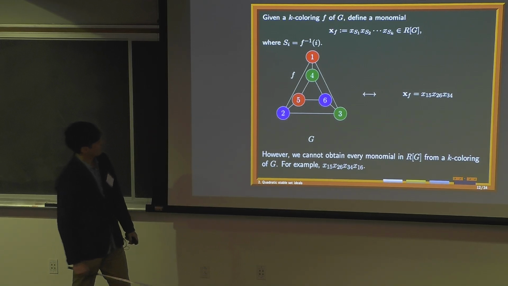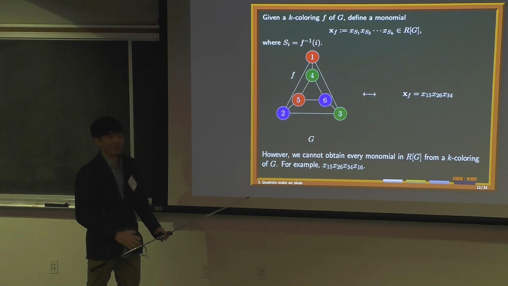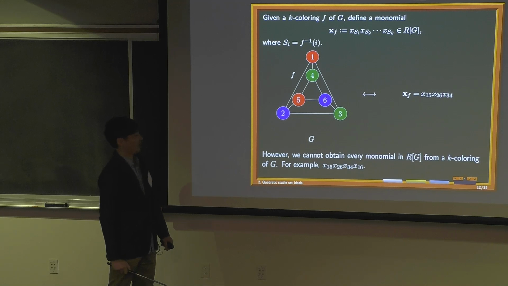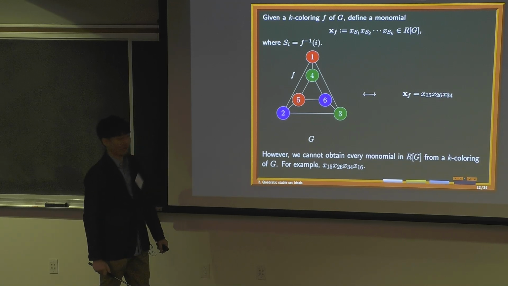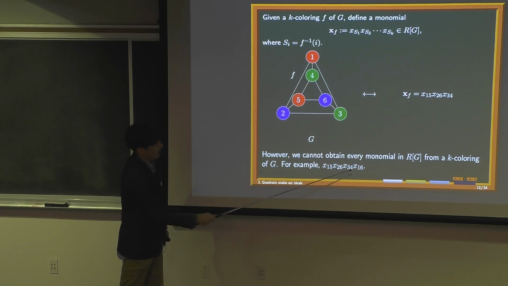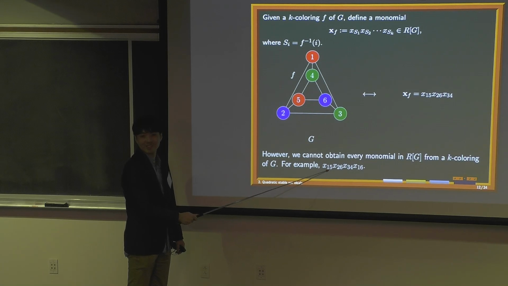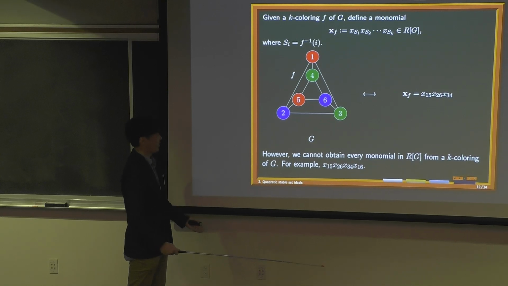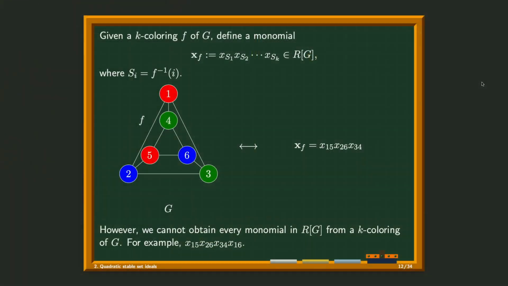Okay. However, we cannot obtain every monomial in R_G from a k-coloring of G. For example, this monomial cannot be obtained from a k-coloring of G. Why? Because in this monomial, the vertex 1 appears twice. This means that this vertex 1 must have two colors. So if we want to obtain every monomial by colorings, we should consider multi-colorings.